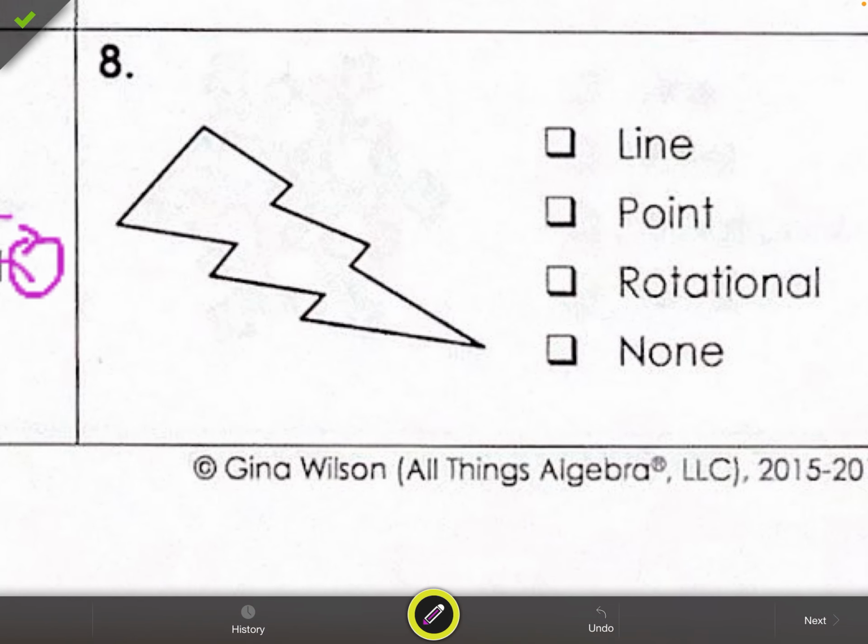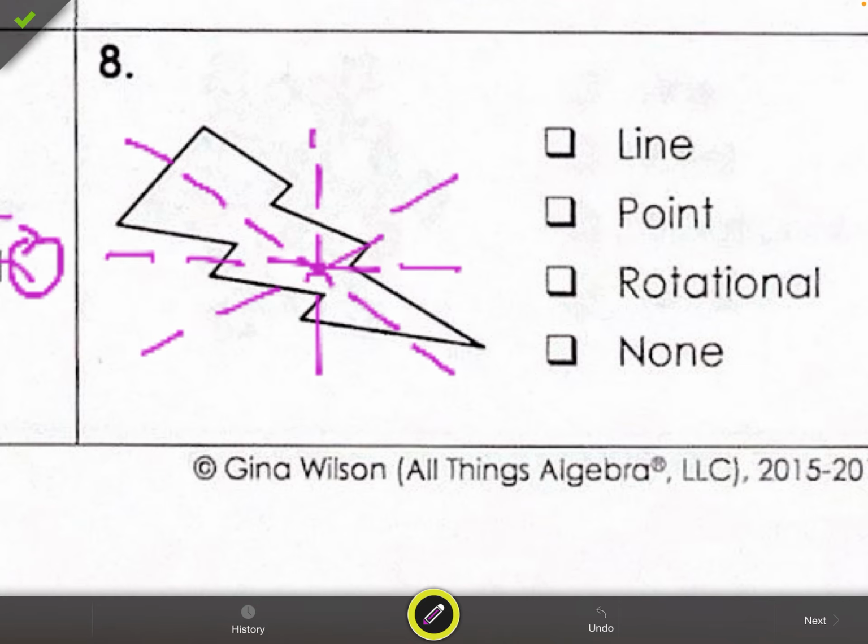All right, number 8, lightning bolt. So we got to decide line, point, rotational. Okay, so again, I try vertical. That would be a no. Horizontal. That would be a no also. They're not mirror images. You couldn't fold. You could try diagonal. And nope. And the other diagonal, no. So this does not have line symmetry.